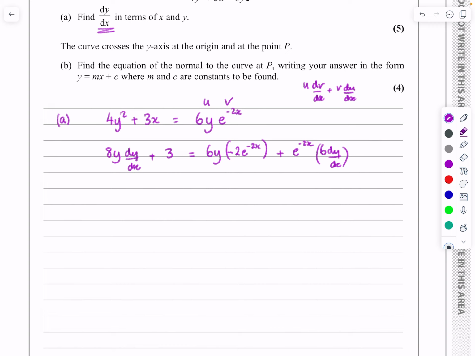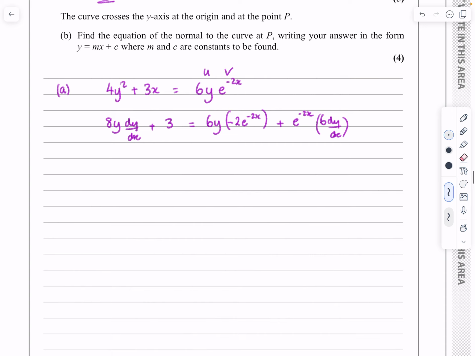The reason I do it quite quickly is we've got lots of other steps to do here, and if you're spending ages trying to sort all this out in terms of your layout and everything, it can just get a bit confusing. So if you are confident, just go straight into that. Now what we've got to do is to tidy this all up, and then once we've tidied it up, get dy by dx equals.